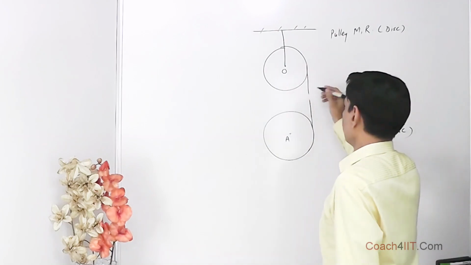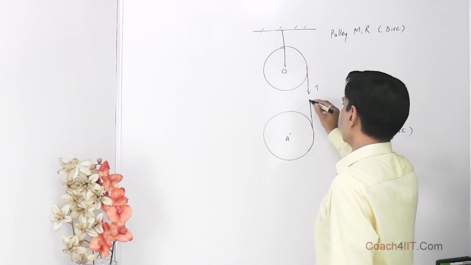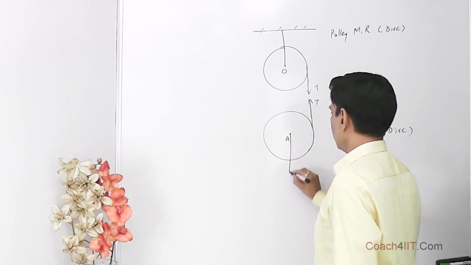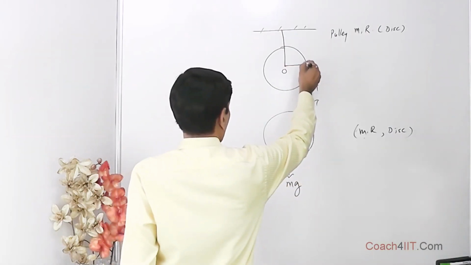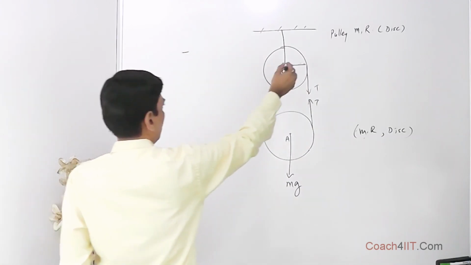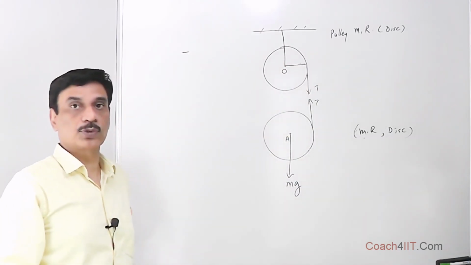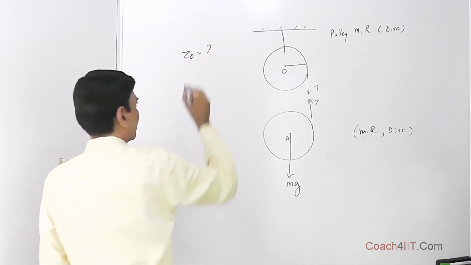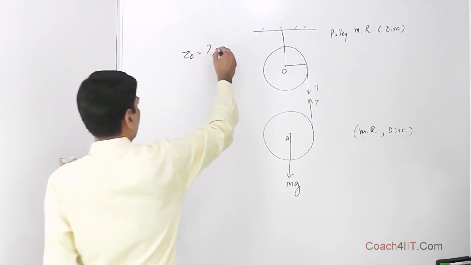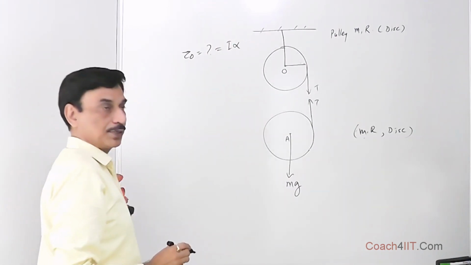If we draw the force diagram for this, it is T in this direction for this, T in this direction, and mg for this, in this direction. If we write the equation for this one, it is only rotating, so we are going to write the equation only for rotational mechanics, that is torque about O. Let's find torque about O, and we'll put it equal to I into alpha, right?